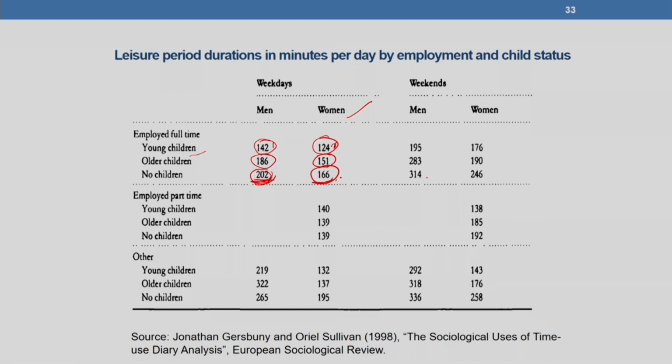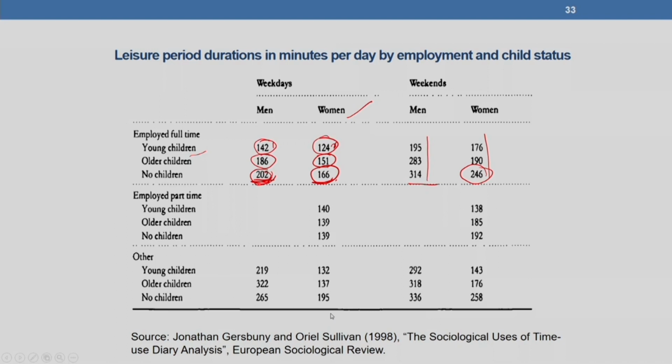In the weekends, these are the leisure times in minutes. Again, leisure time reduces with the age of children among men and women, but women seem to have less leisure time than men. In the case of employed part time, as you see, again these are the numbers for men and women, and for others these are the numbers.